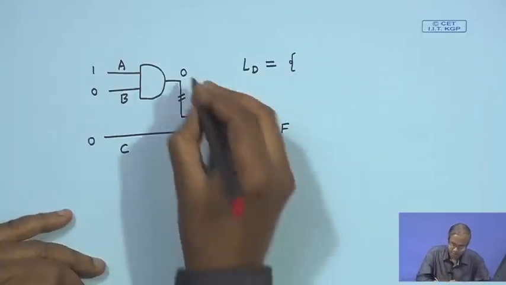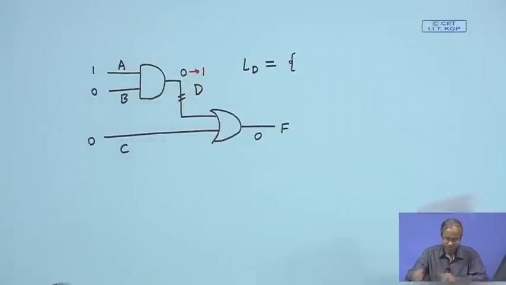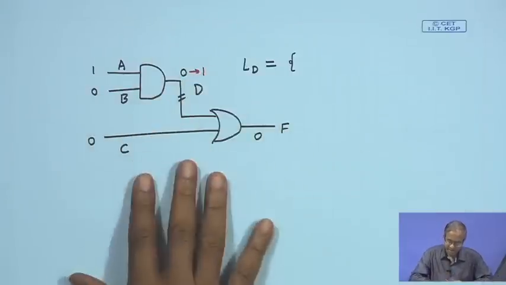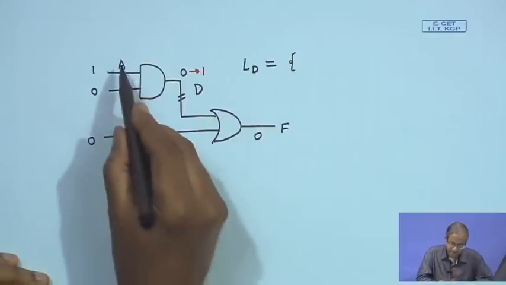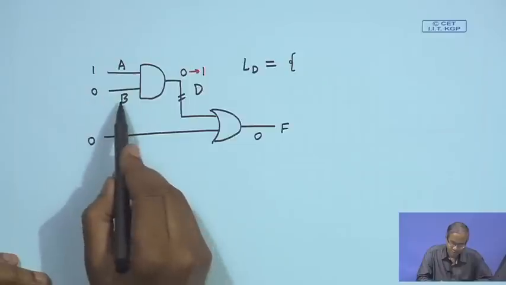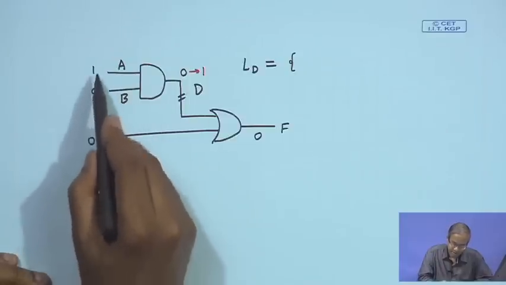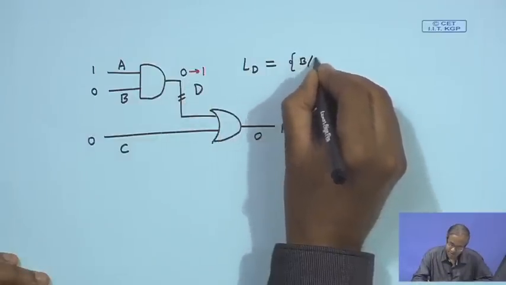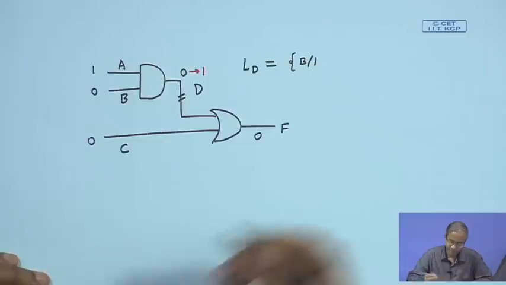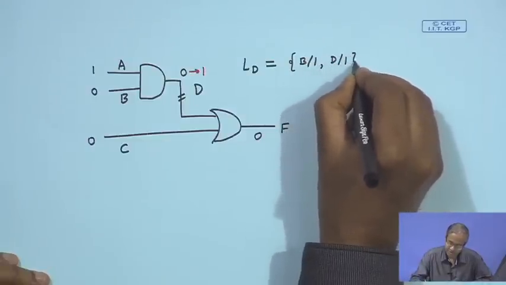That means, if it was 0, the value will change to 1. So, in this example, let us see what are the faults which can change the values to 1. You see, one fault can be B stuck at 1 in the previous code. If B is 1, then the input is 1 on 1, so this line will be 1. So, one such fault will be B stuck at 1, and the other obvious fault will be D stuck at 1. So, these are the two faults.